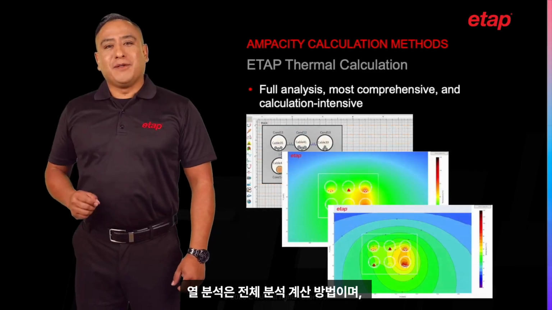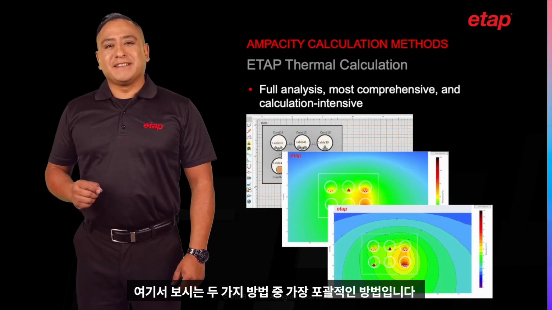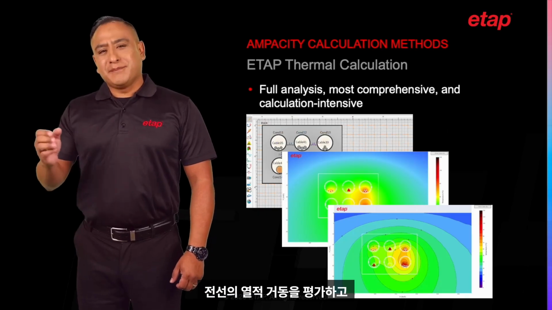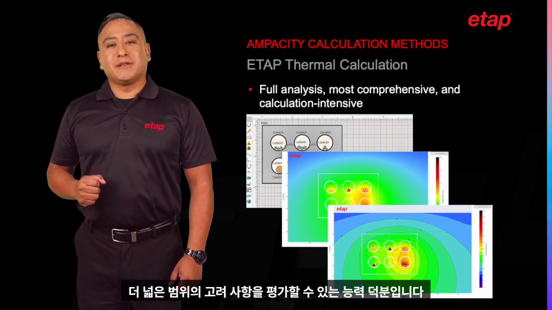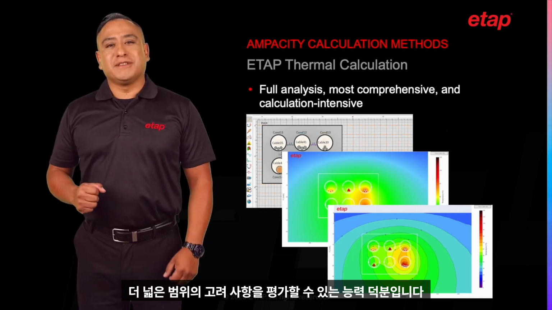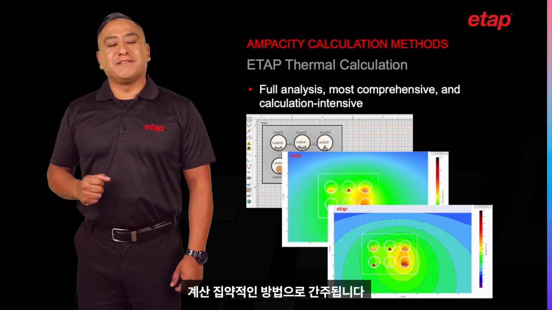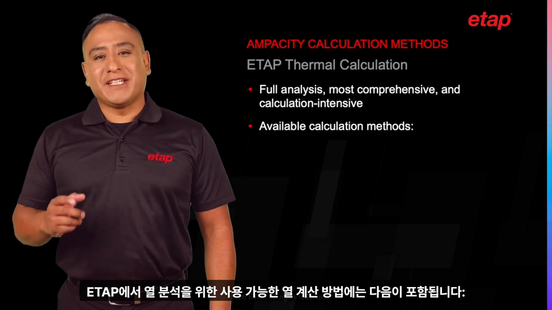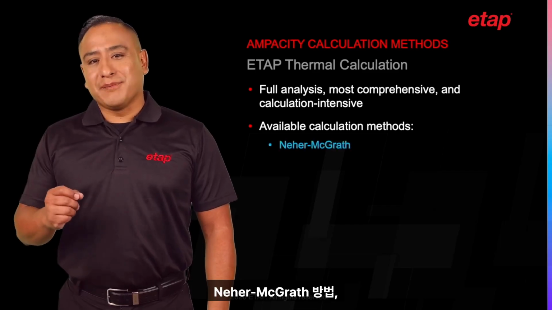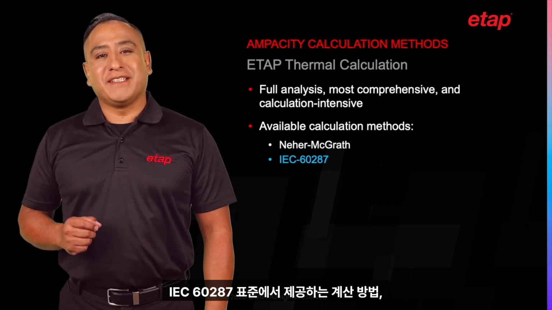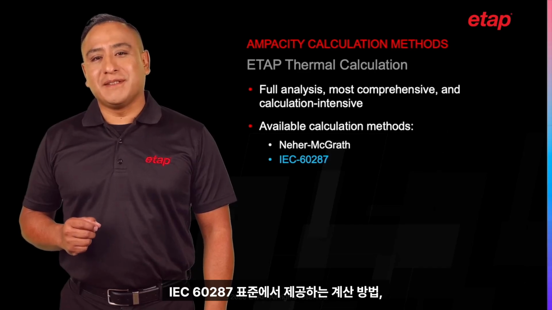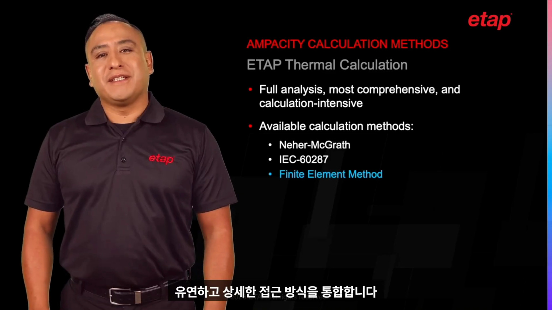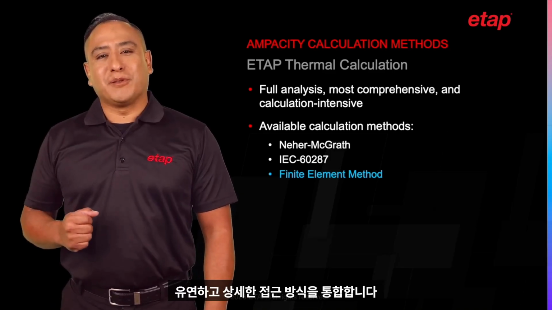Thermal analysis is a full analysis calculation method, and it is the most comprehensive of the two methods you see here. Due to its ability to assess the thermal behavior of electrical cables and a wider range of considerations, it is considered a calculation-intensive method. In ETAP, the available calculation methods for thermal analysis include the Neher-McGrath method, the calculation method provided in the IEC 60287 standard, and the finite element method, which handles more complex scenarios, incorporating a flexible and detailed approach.